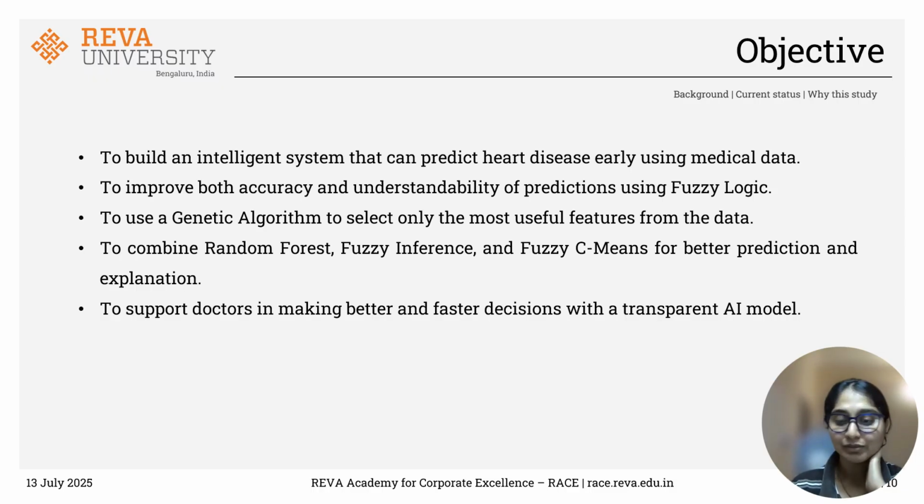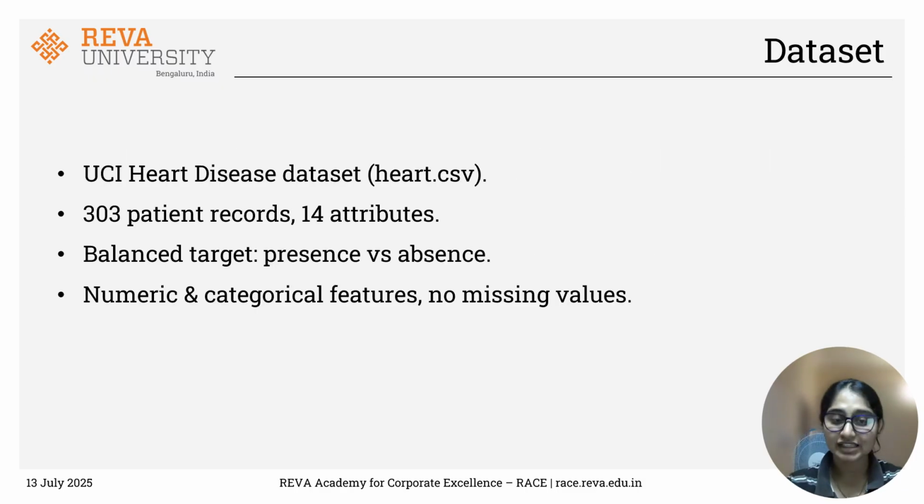Now we'll be moving to the next slide, that is the dataset. For this project, we have used the UCI heart disease dataset, which is a well-known benchmark dataset in this field. It contains data from 303 patient records, with 14 different attributes like age, blood pressure, cholesterol levels, and more. The dataset is balanced in terms of patients with or without heart disease. It contains both numeric and categorical data, and there are no missing values, making it suitable for direct analysis.